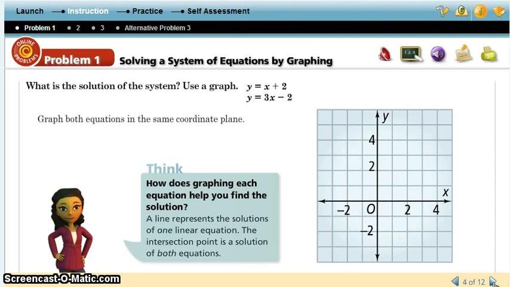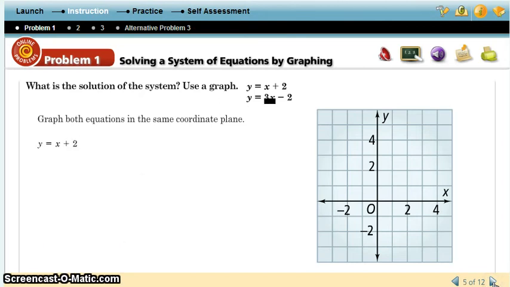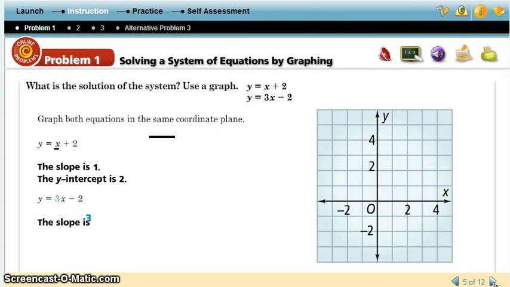A line represents the solutions of one linear equation. The intersection point is a solution of both equations. For the first equation, the slope is 1. The y-intercept is 2. For the second equation, the slope is 3. The y-intercept is negative 2.